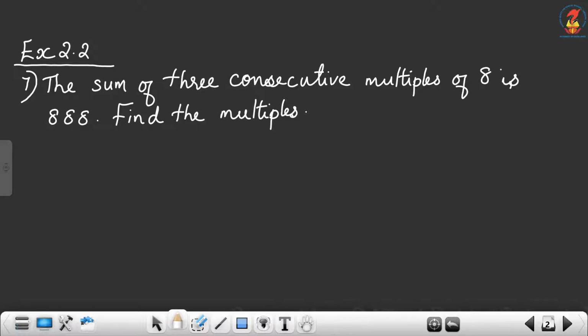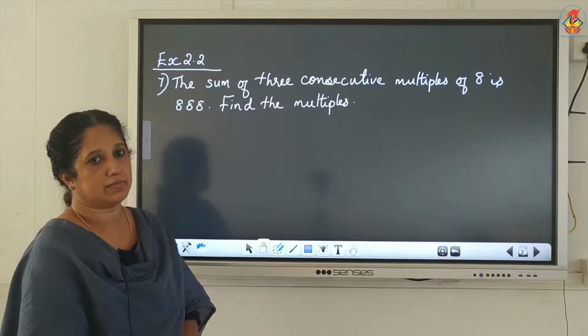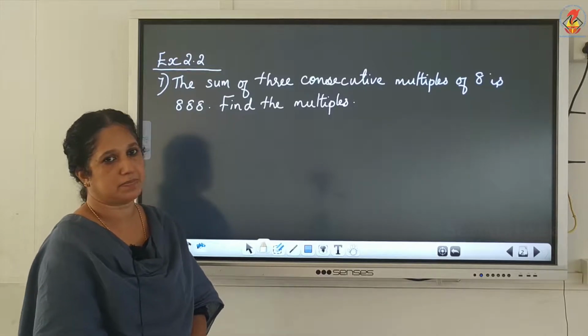Exercise 2.2, question number 7. The sum of three consecutive multiples of 8 is 888. Find the multiples. Here the unknown quantities are the multiples.